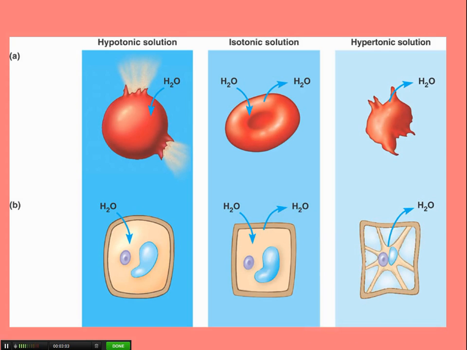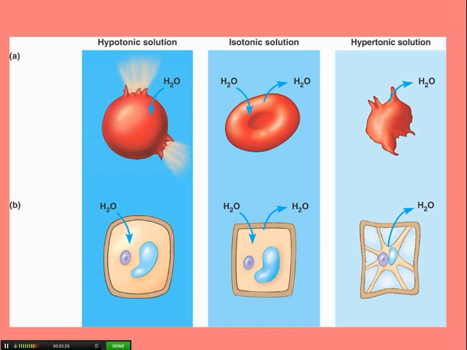In our first column, we see a cell in a hypotonic solution. In an effort to create equilibrium with its surroundings, the cell starts taking in water, trying to dilute itself. In the process, it could cause the cell to swell and possibly even burst.